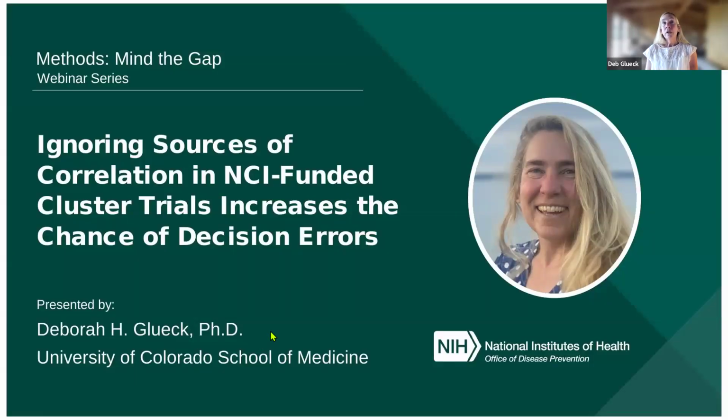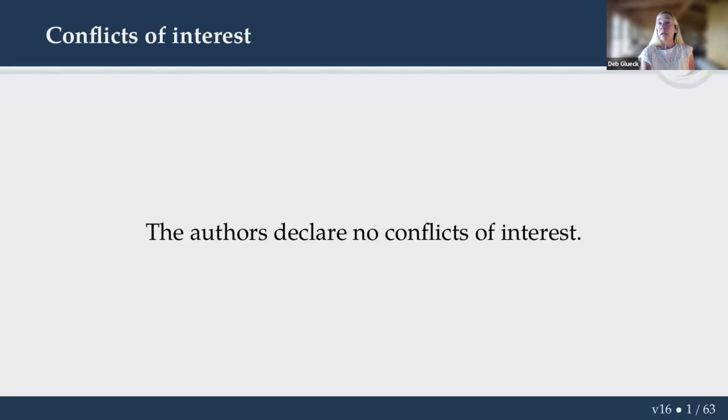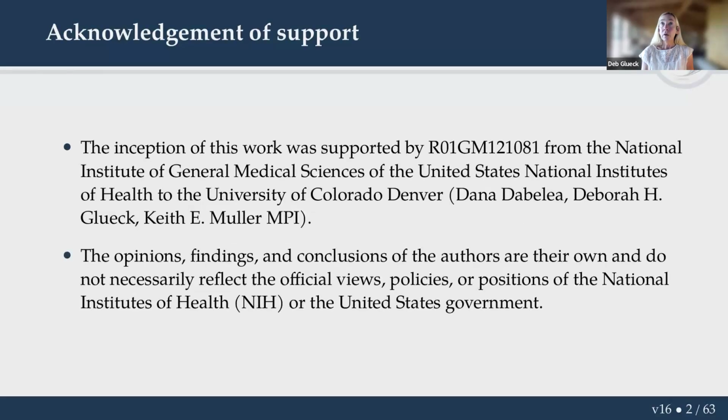Thank you, Dr. Murray. So today's talk is about ignoring sources of correlation in NCI-funded cluster trials increases the chance of decision error. This is joint work with my longtime colleague, Keith Muller, from the Department of Health Outcomes and Biomedical Informatics at the University of Florida College of Medicine. And Dr. Muller will be available during the Q&A section to help me answer questions. Keith and I have no conflicts of interest. This work was supported by an R01 from the National Institute of General Medical Sciences to the University of Colorado Denver. The MPIs for that grant were Donna DeBelia, me, and Keith Muller.